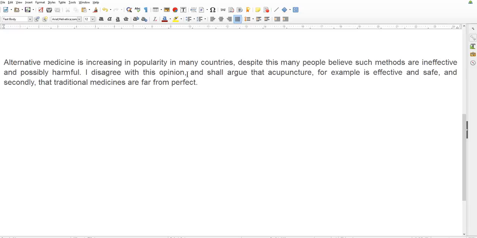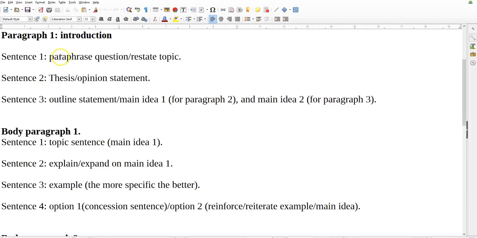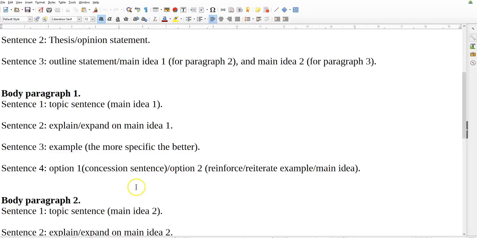You don't need to explain much because that's what you will be doing in body paragraph 2 and 3. So sentence 1, paraphrase the question, restate, what do you think? Outline, in this essay I'm going to talk about this and this. Then you explain it, expand on it in your body paragraphs 1 and 2. Okay, so let's get back to it.